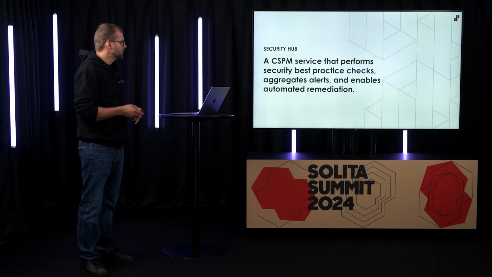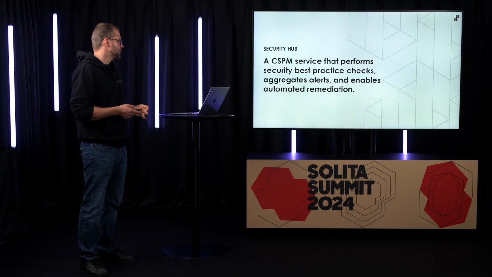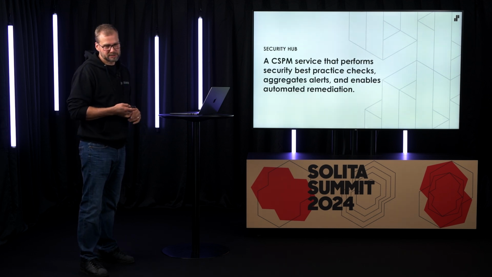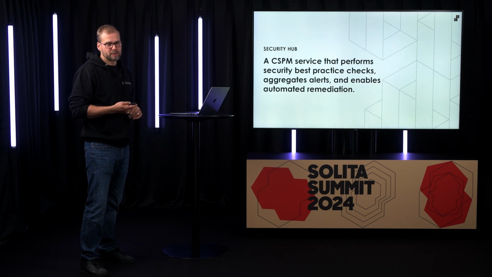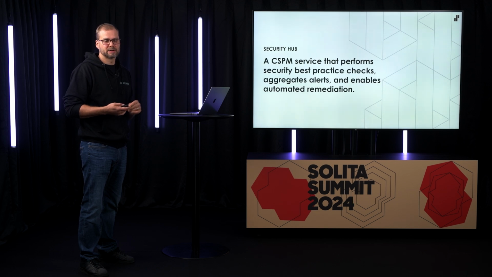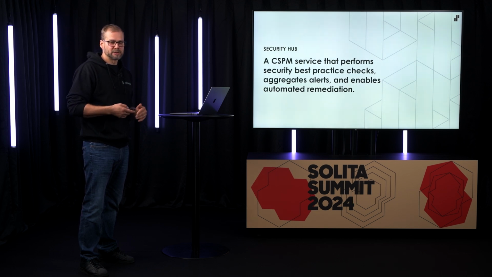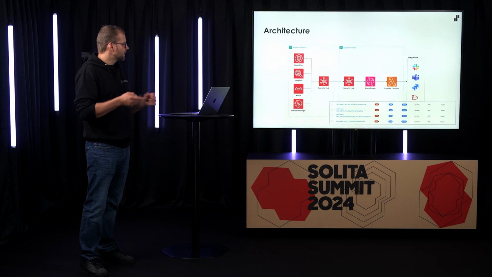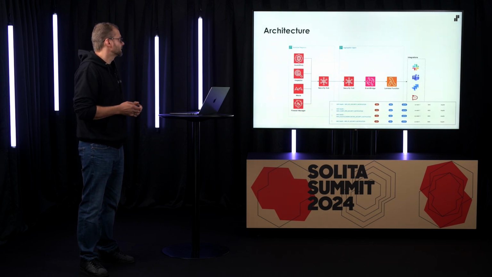Then let's take a look at a practical implementation of CSPM and a sort of early warning system in AWS using AWS Security Hub. So Security Hub is a CSPM service that performs security best practice checks, aggregates alerts, and enables automated remediation in the AWS cloud. And here is a sort of example architecture.